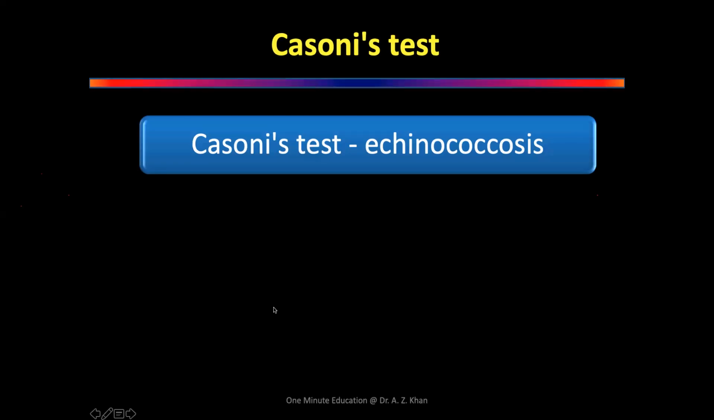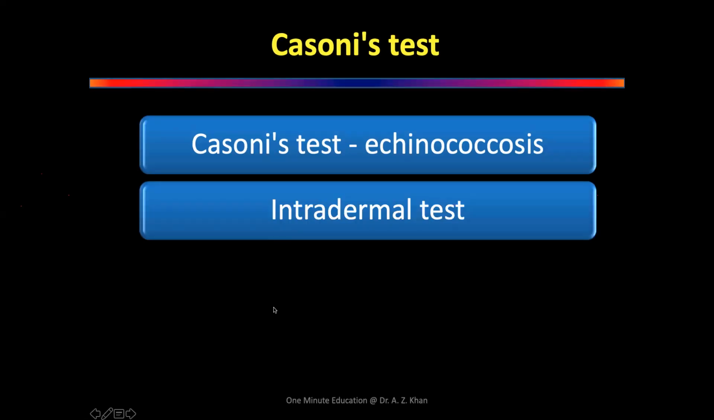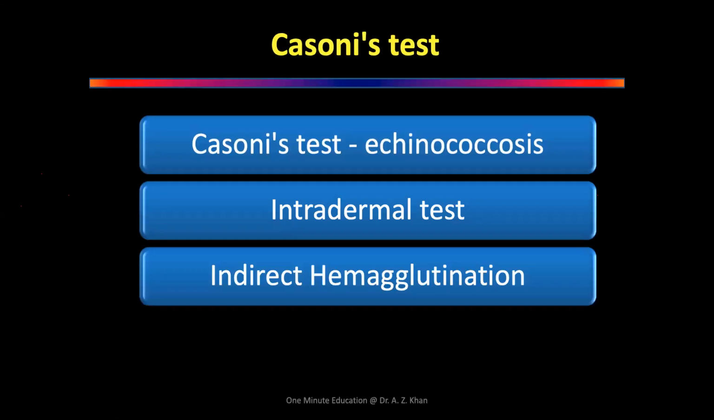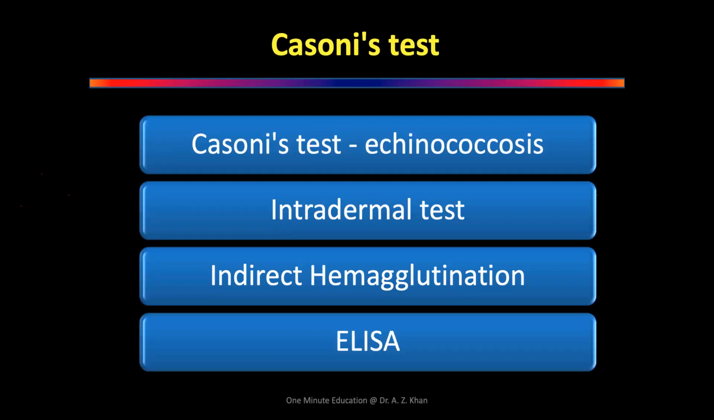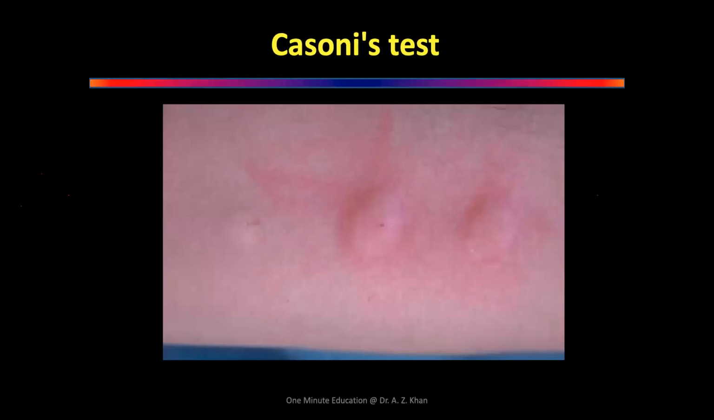So this is done for Echinococcus specifically. It's an intradermal test, and the two principles it encompasses are indirect hemagglutination and ELISA. So intradermal test using indirect hemagglutination and ELISA. And this is what it looks like. This is a Casoni positive test, where you get a positive reaction to the antigen that you inject intradermally into the patient.